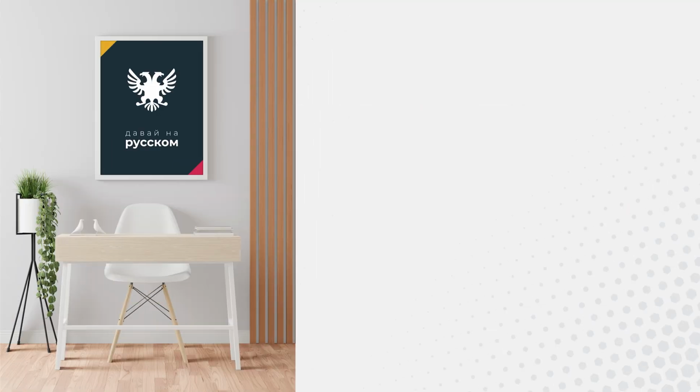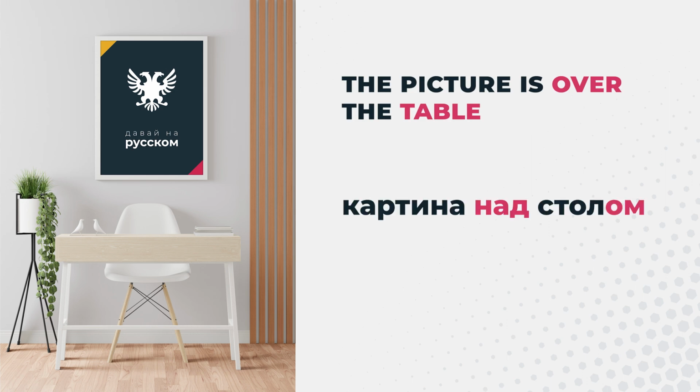Okay, let's go on and learn how to say over. So if we wanted to say the picture is over the table, картина над столом. Okay, and the last one is под, which means under.